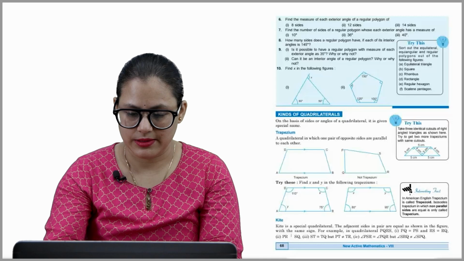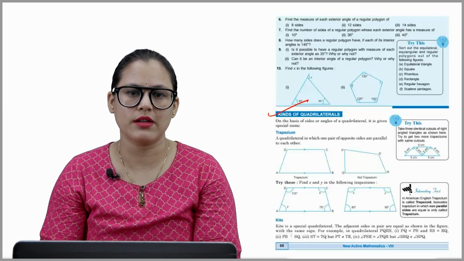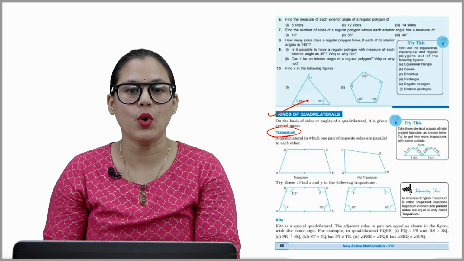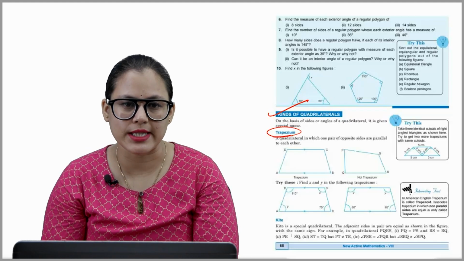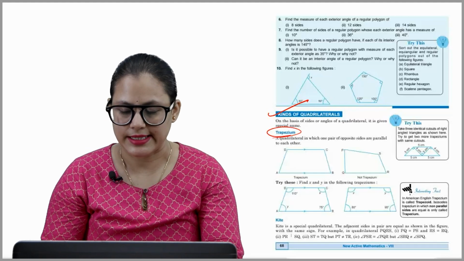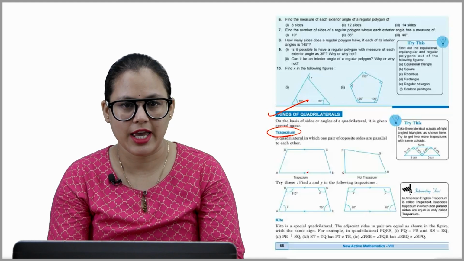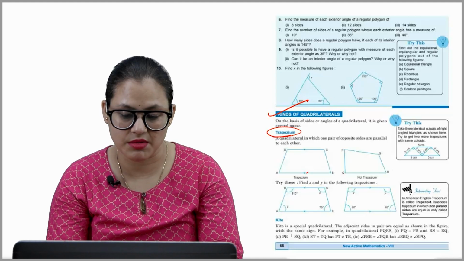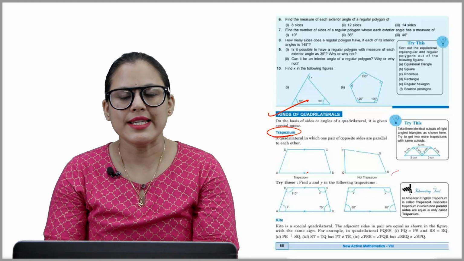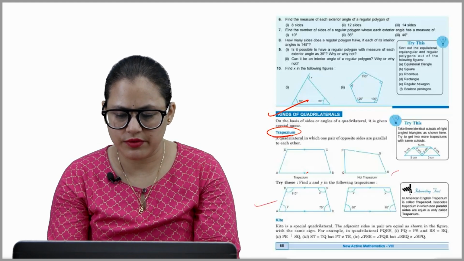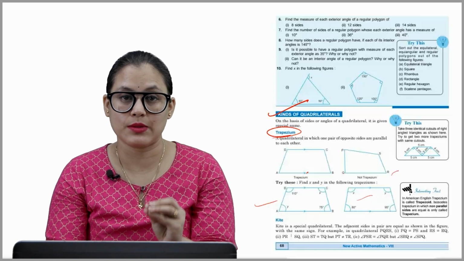Kinds of quadrilaterals. On the basis of sides or angles, a quadrilateral is given a special name. Number 1 is trapezium. A quadrilateral in which one pair of opposite sides is parallel. See, this side is parallel to this side, okay, and this is not a trapezium, this is a trapezium, this is not a trapezium, right? Try these, find x and y in the following trapeziums. Okay, two trapeziums are given here, we have to find the value of x as well as y.